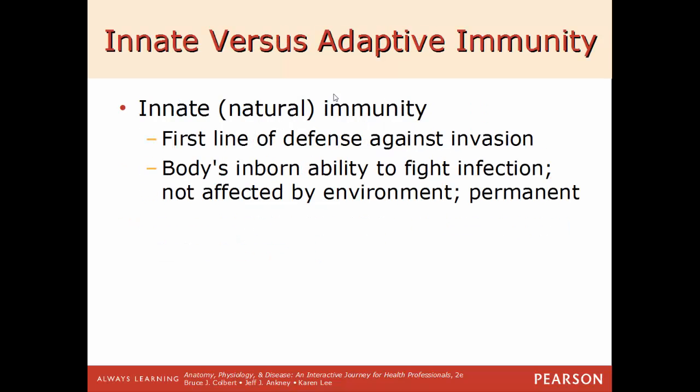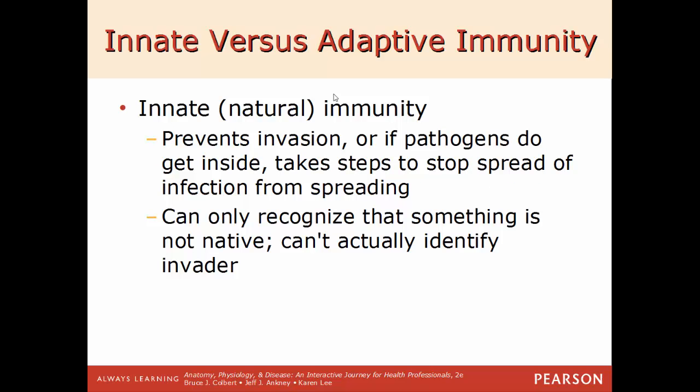All right, now move on to different types of immunity. We'll talk about the innate versus adaptive immunity. Innate is your natural immunity, what you are born with. This is your first line of defense against invasion. This is not affected by environment. There's nothing you can do to affect this. It's what you are born with, and it's something that is permanent. Your innate immunity will help to prevent invasion, or if the pathogens do get inside your body, it will take steps to stop the spread of the infection.